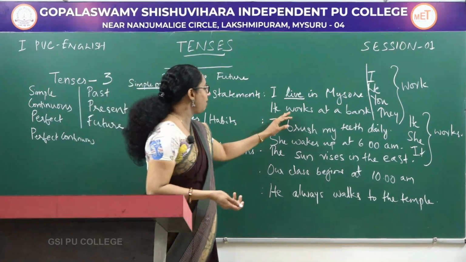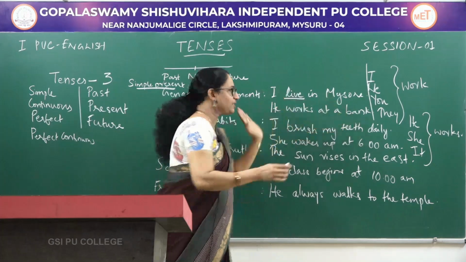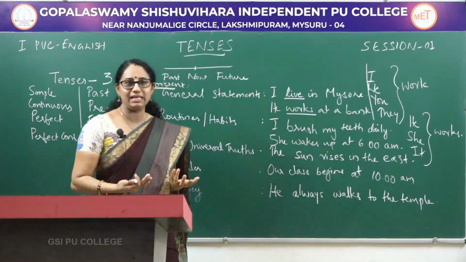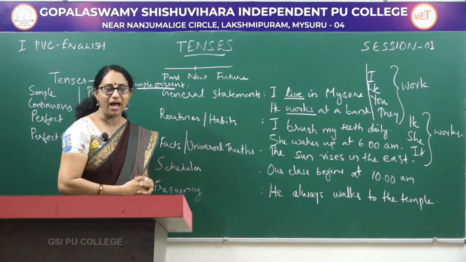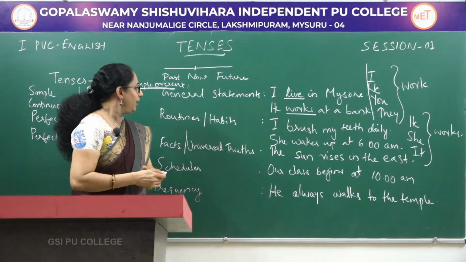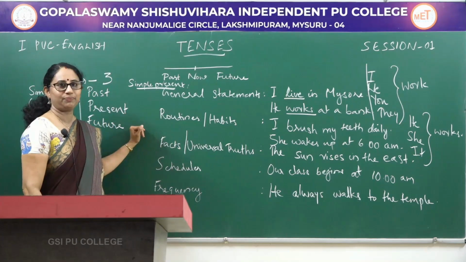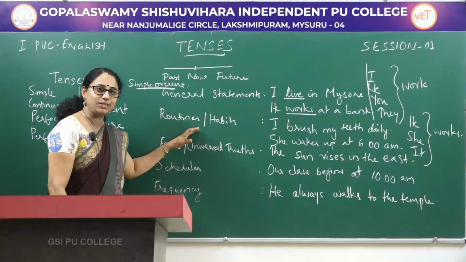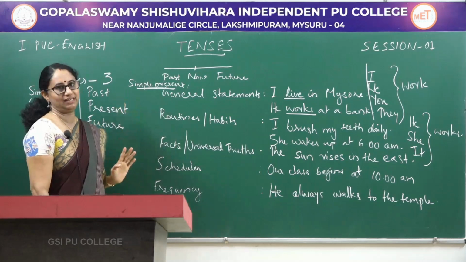Now see the next example. He works at a bank. So it speaks about the subject he, and the statement tells that his job is at a bank. He works at a bank. Now see the next thing, routines. Routines or habitual actions are often represented using simple present tense.